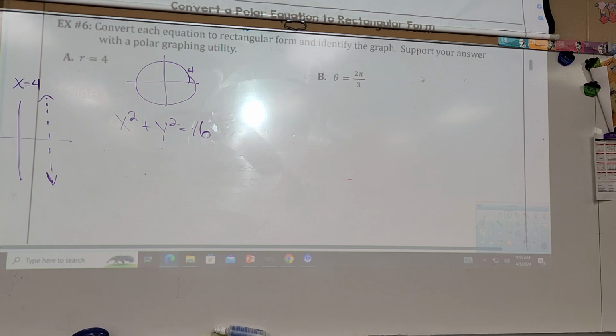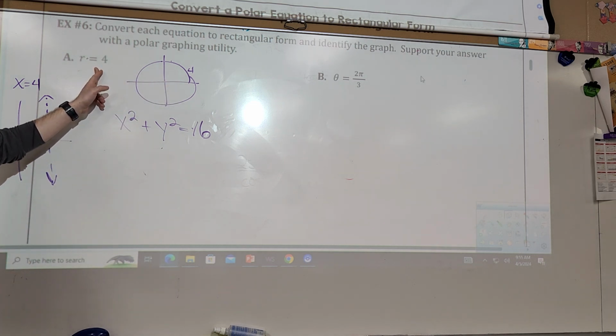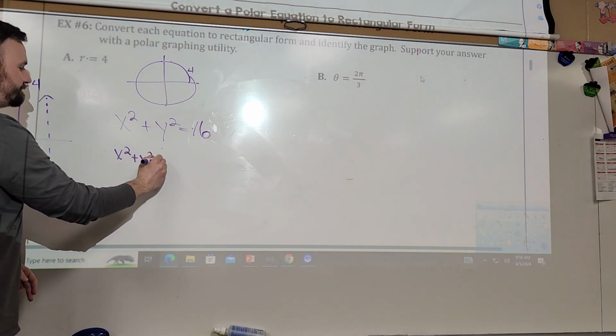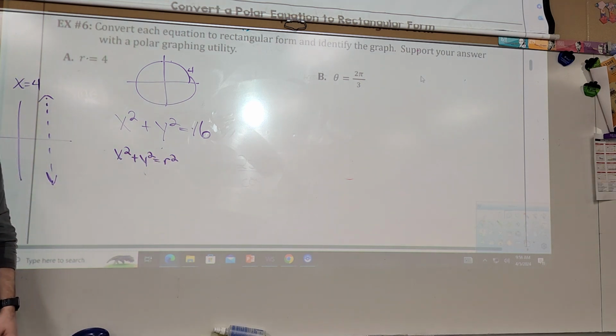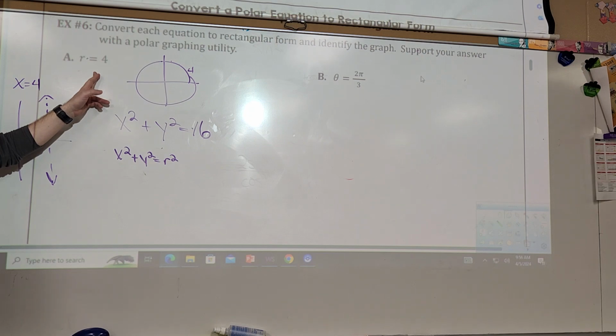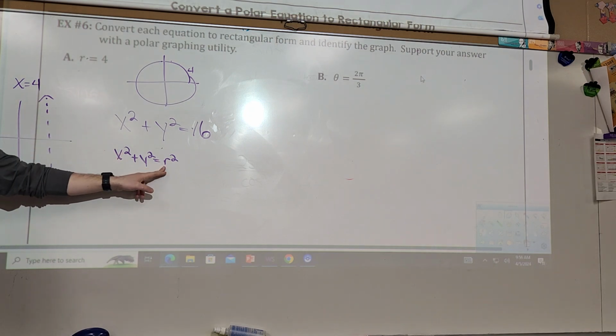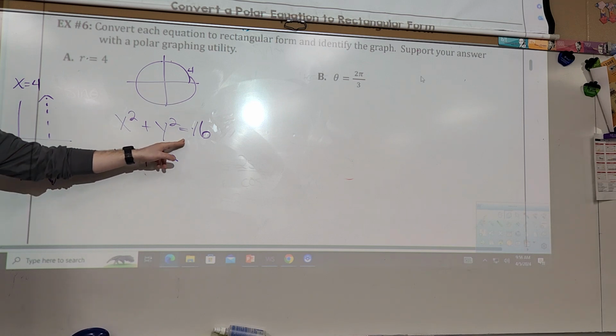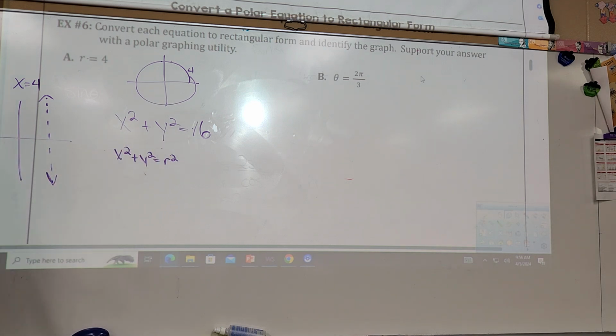Now let's say I didn't know the equation for a circle. What's my equation for r in polar coordinates? Do I have a theta? Nope. So what would I do? I'd plug in my 4, and what do I get? Is this all in terms of x and y? You're done. This is your answer. Either way you do it, because they're the same thing.